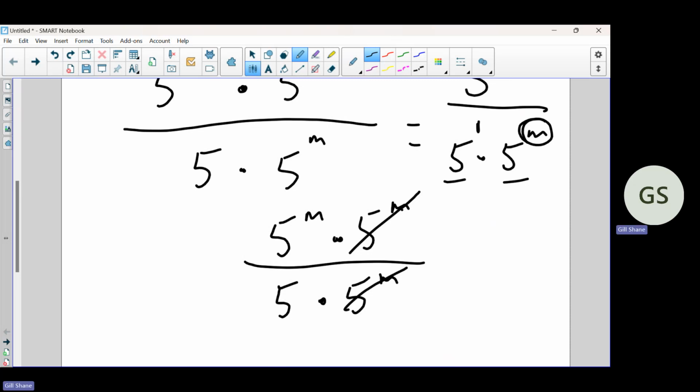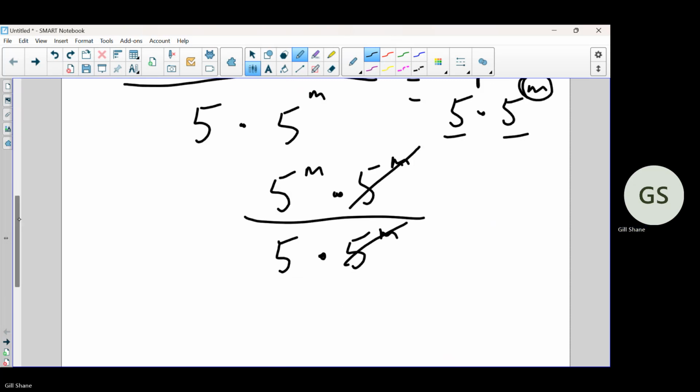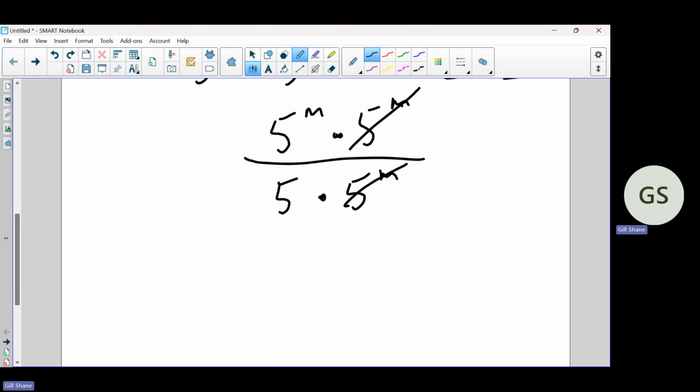Now I cannot cancel out the 5s. I'm going to try to explain this. I don't know how many 5s are on top. If I had, let's say, m is 3, it would wind up leaving me with 2 5s. It's very difficult to explain, but there's just no way to cancel.